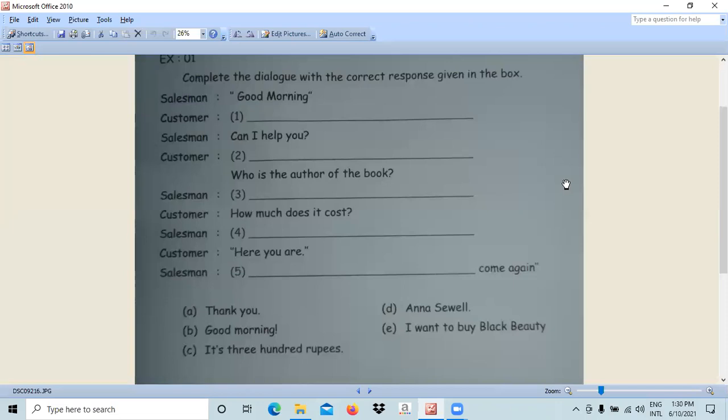So the salesman says good morning to the customer. Good morning. Can I help you? I want to buy Black Beauty. Who is the author of the book, as well? How much does it cost? It is 300 rupees. Here you are. Thank you, come again. So it's a very simple dialogue. For writing, you can have 5 marks.